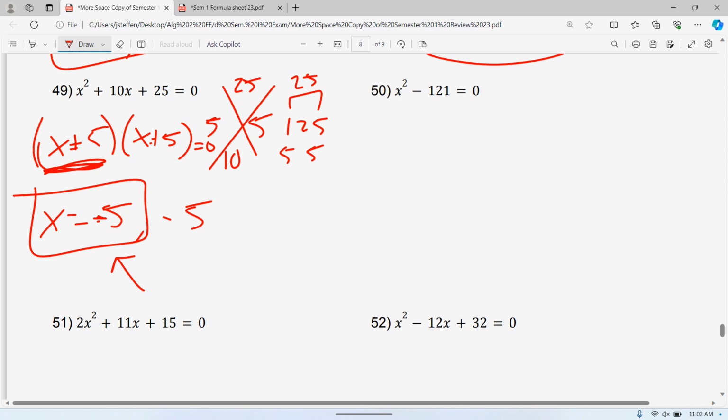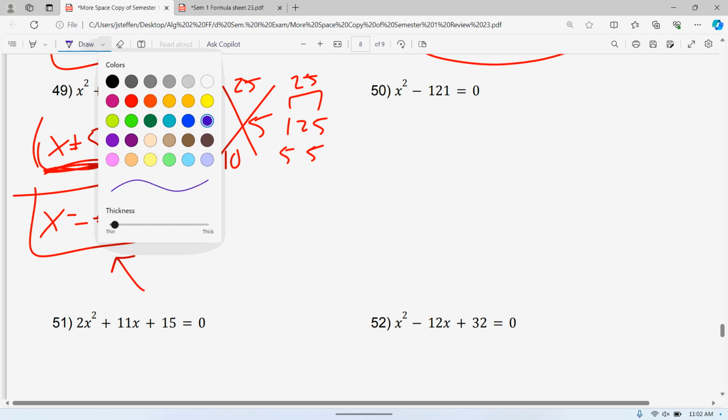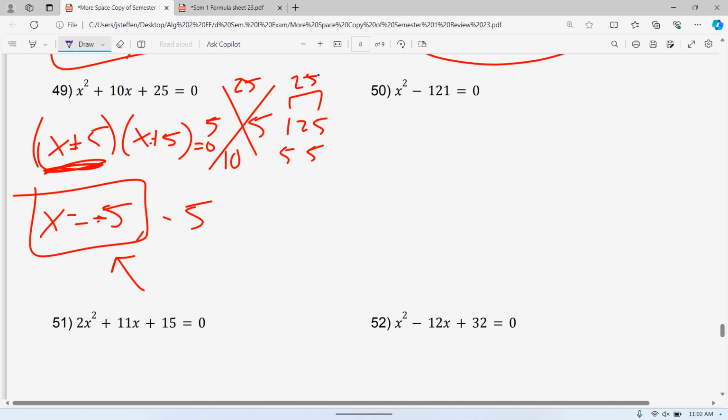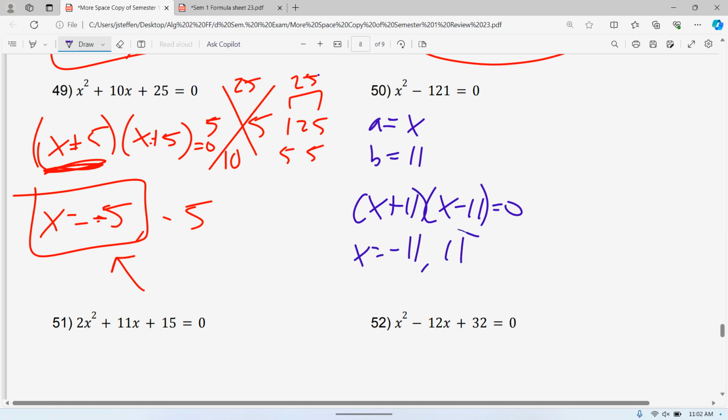Now this one is a toss-up. I don't know which way I recommend doing it. One way you could do it is you could solve by factoring by noticing it is a difference of squares. So my A is x, my B is 11. So it's x plus 11 times x minus 11, so x is equal to -11, and x is equal to +11. So if you want to do that, you can.